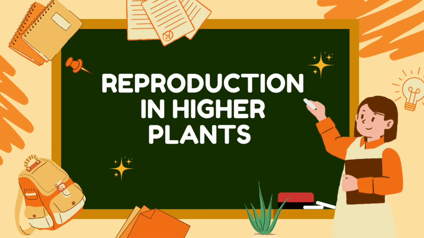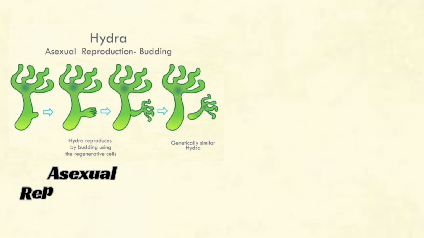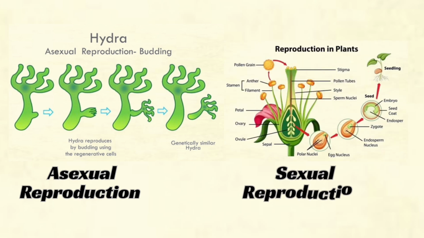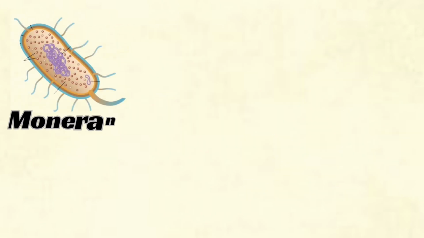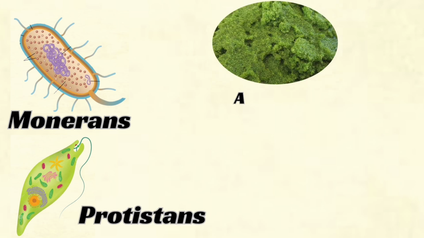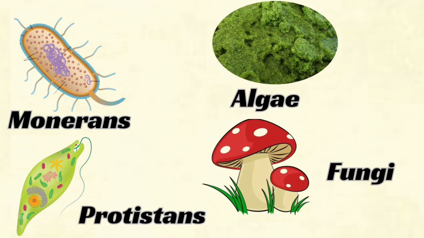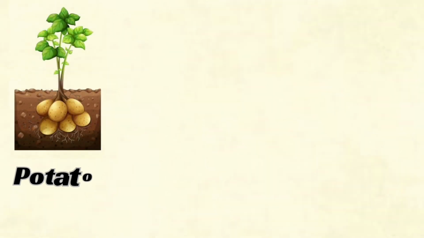Reproduction in higher plants. You have learnt in the earlier classes that there are two basic types of reproduction: asexual reproduction and sexual reproduction. The lower organisms such as moneras, protistans, algae and fungi generally reproduce by asexual method. Look at some examples like potato and sugarcane.